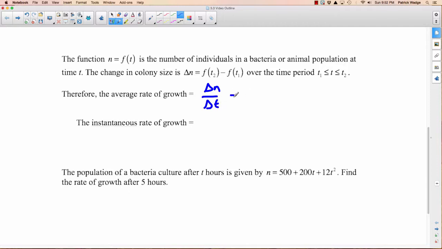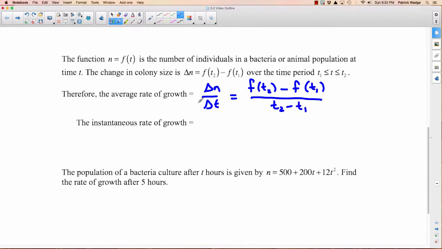And in order to get the change in number, you'd take the number at time 2 and subtract the number at time 1. Remember, this f is how we find the number, so I would plug those into f to figure out the number at time 2 and the number at time 1, and we divide it by change in t. Well, change in t would be t2 minus t1. Okay, so that's for the average rate of growth.